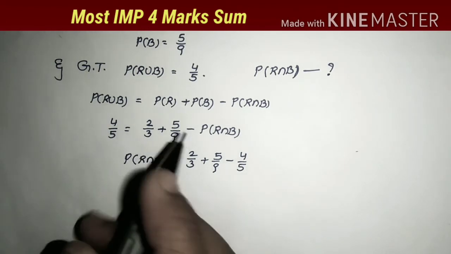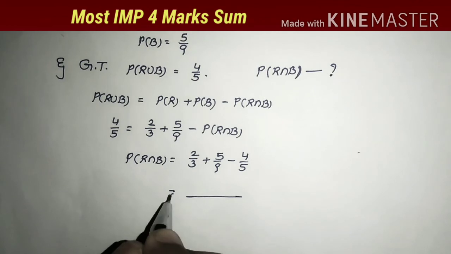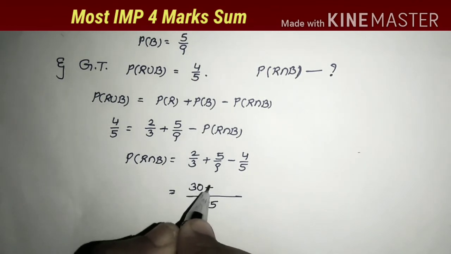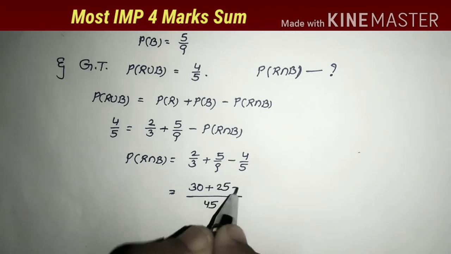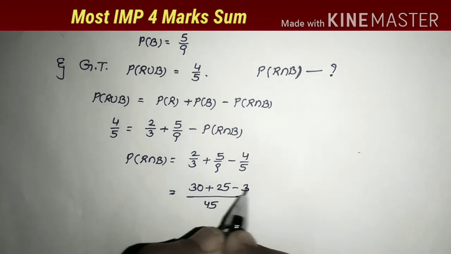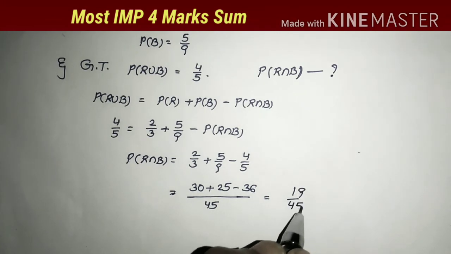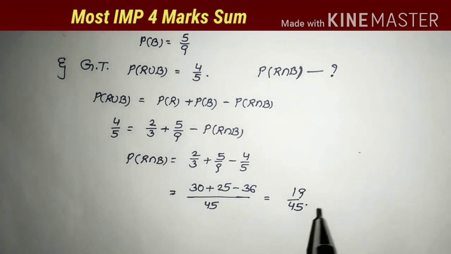Writing this 4 by 5 to this side. Now taking LCM, here 45 is LCM. 3 15s, 15 into 2 is 30, 9 5s are 25, 5 9s are 36. So this is equal to 19 by 45. That's all. This is the answer.